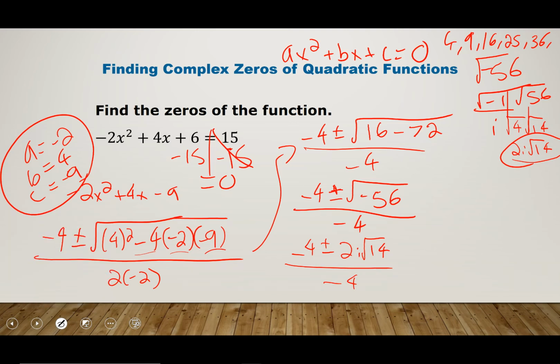You don't have to worry about the radical part, but there are 3 numbers outside the radical: negative 4, 2, and negative 4. If all 3 of them can be reduced, then you're going to reduce all 3 of them. So negative 4, 2, and negative 4 can all be divided by a negative 2. So when you divide them all by a negative 2, what do we get?